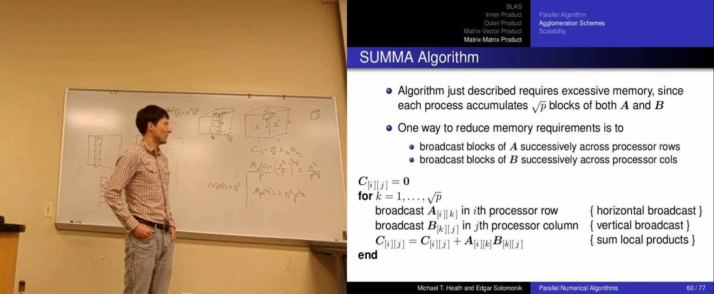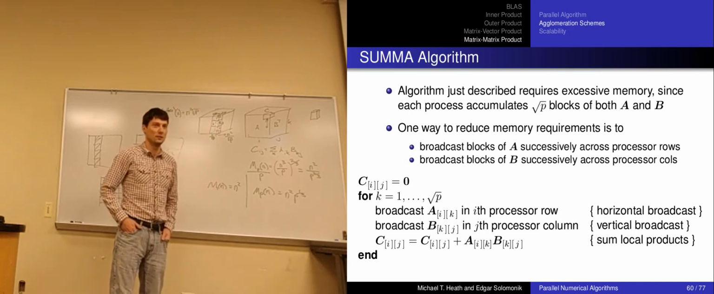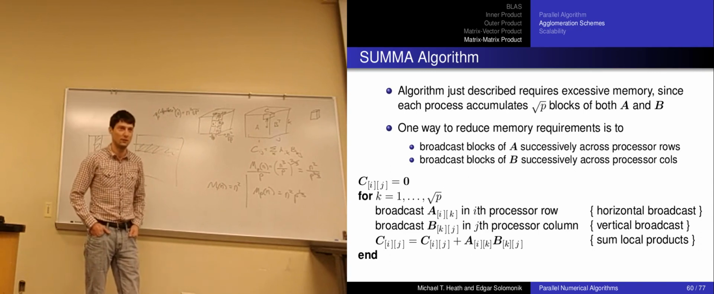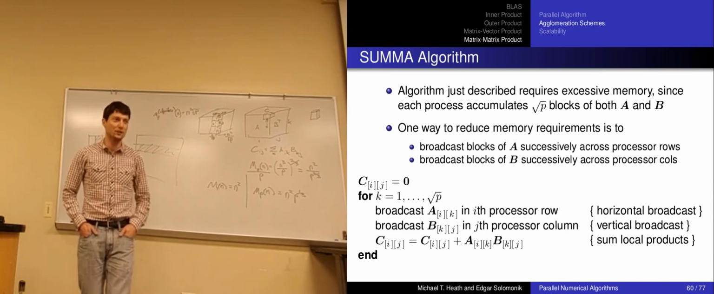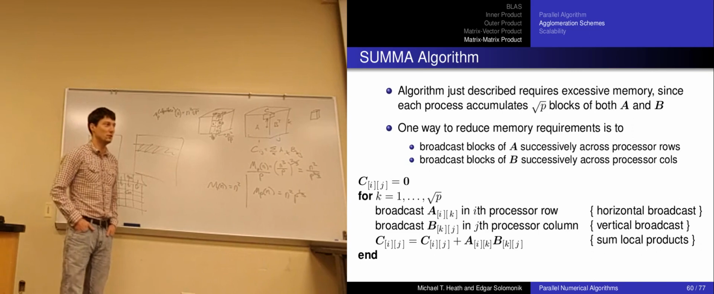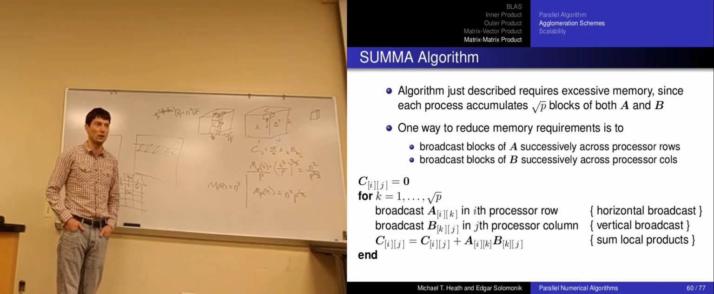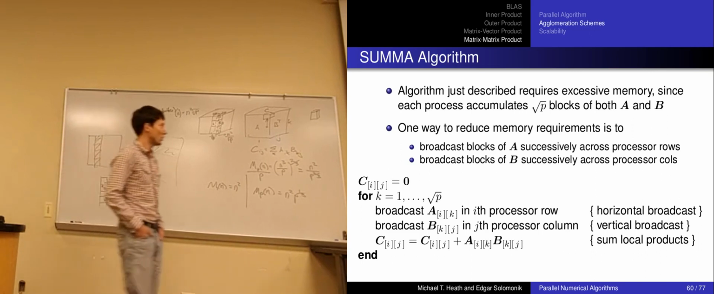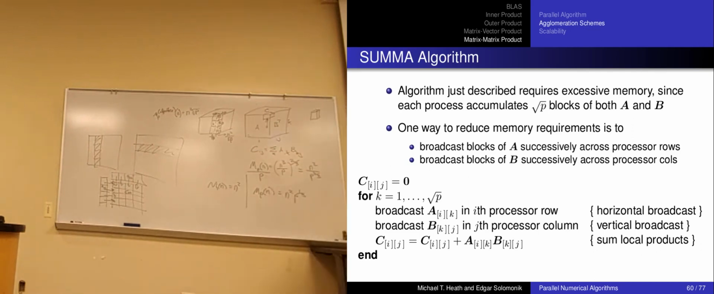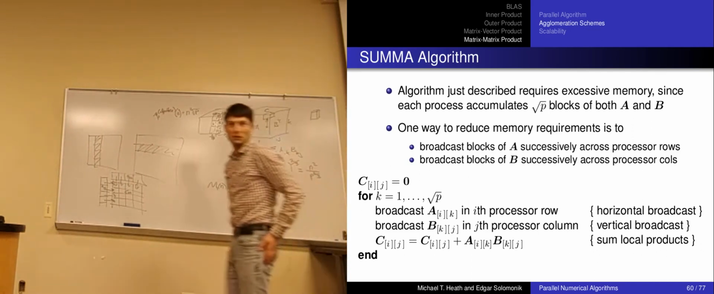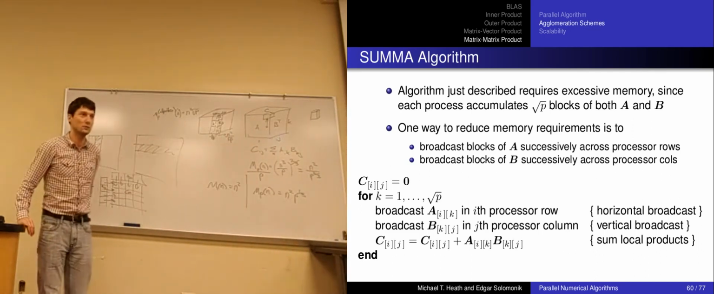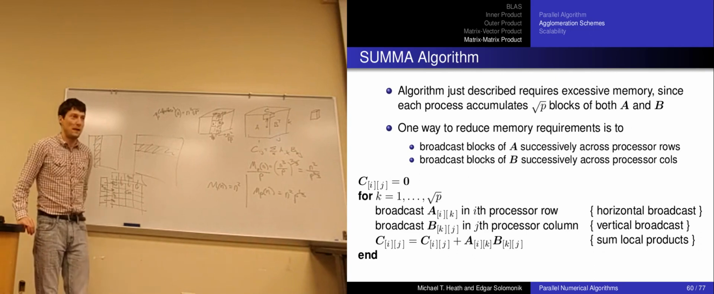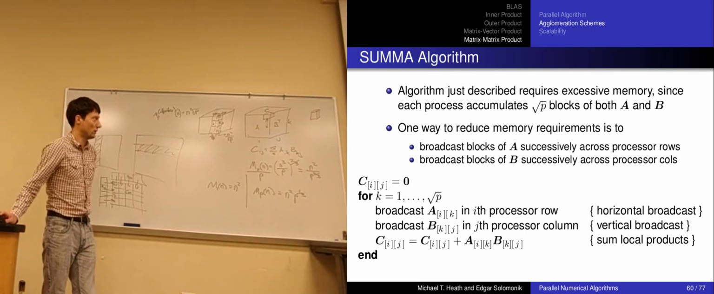So in what sense is this algorithm stationary C? Stationary A and B. Yeah, you can also have stationary A and B, which effectively means that's the matrix you keep local and never move. So here we only ever communicate entries of A and entries of B. We never communicate entries of C.